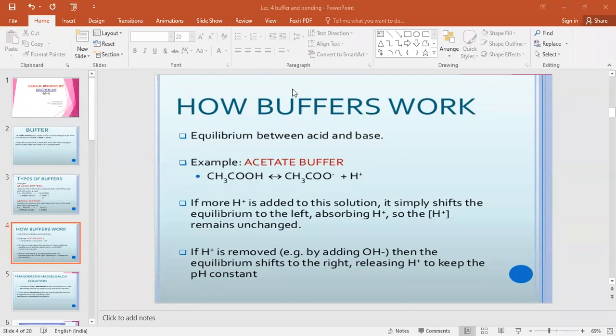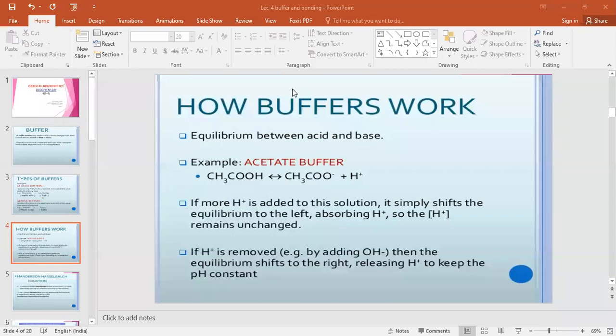Okay, means what? If you remove H plus ion, then this equilibrium shifts to the right hand side by releasing the H plus ion, so that the pH always remains constant. See this reaction, acetic acid CH3COOH, there is a reversible reaction, right? CH3COO minus plus H plus, reversible reaction sign is there.